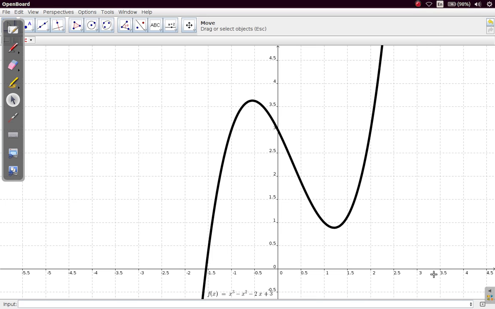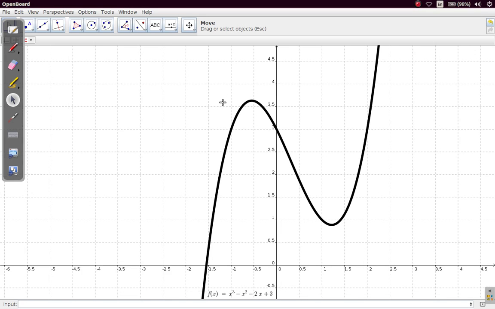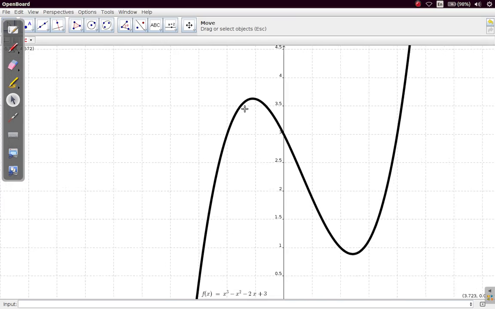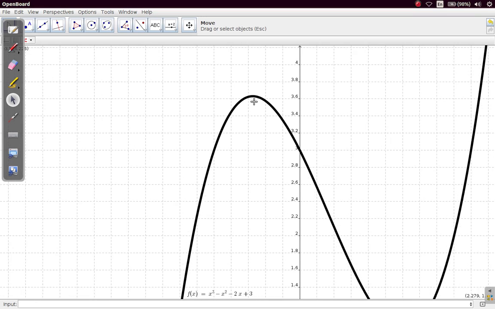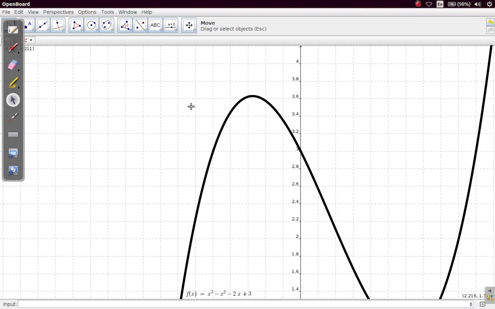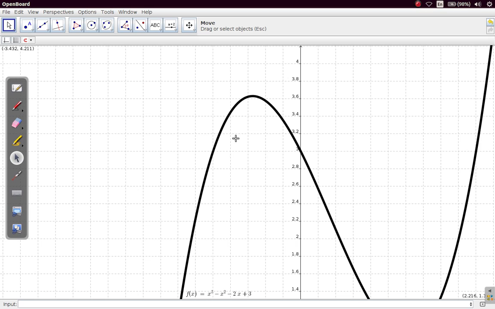Now, the first derivative is the gradient function. Let's concentrate on this here. What the first derivative tells you is how far y moves as x moves along the tangent, and also whether it moves up or down.